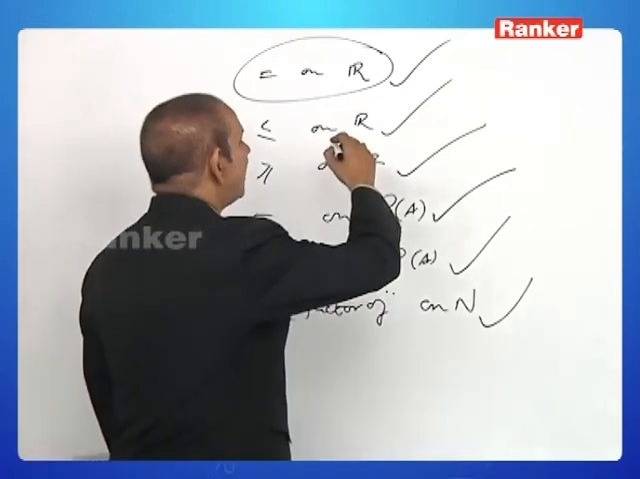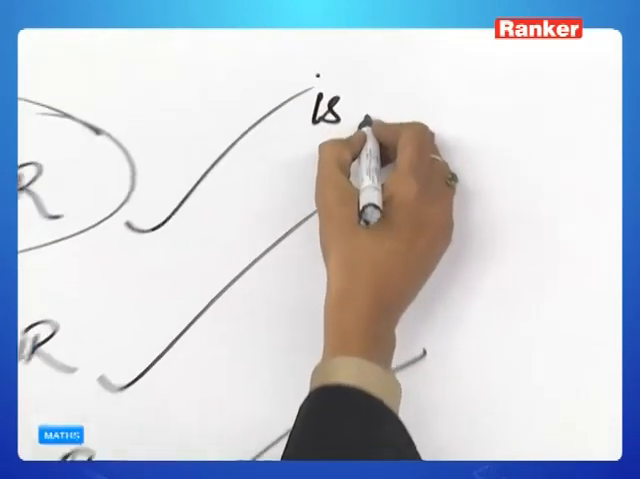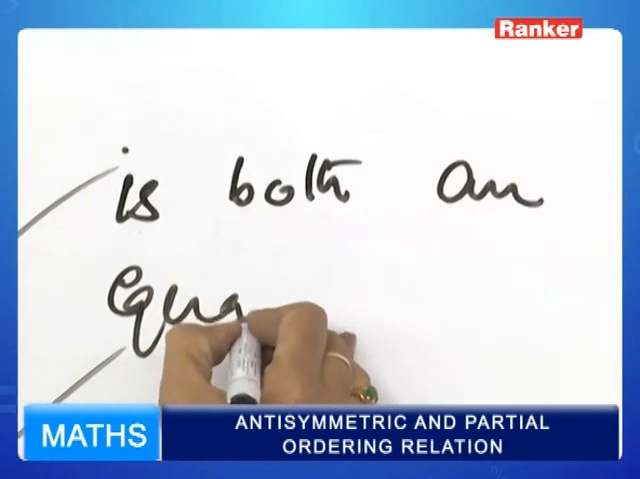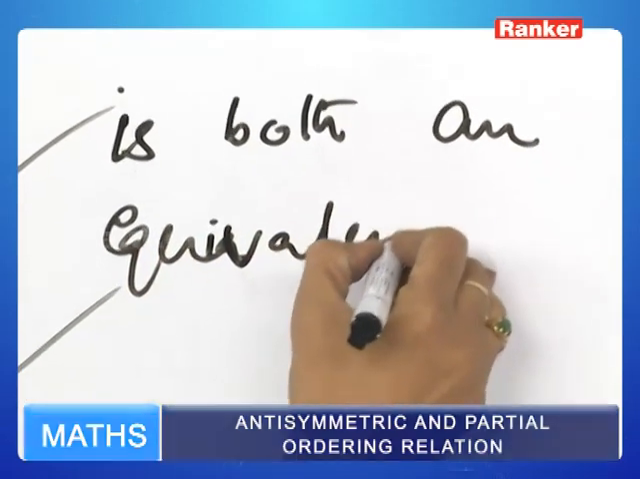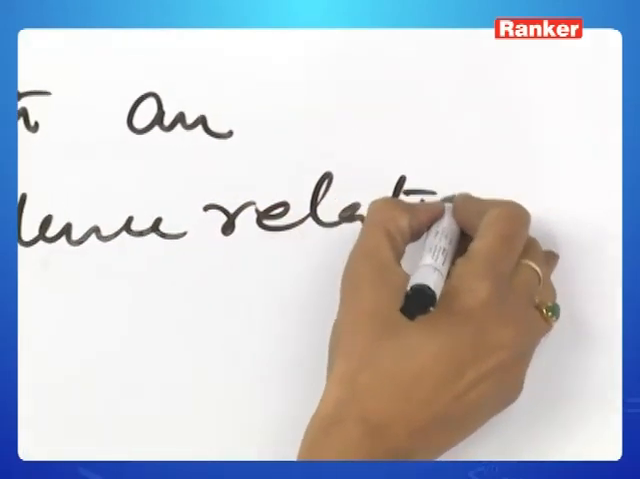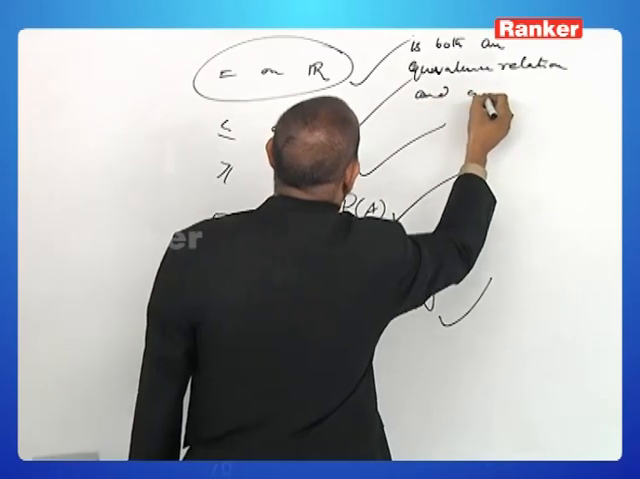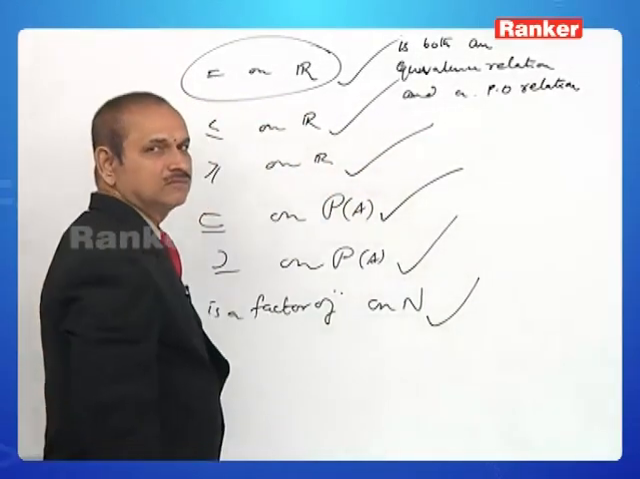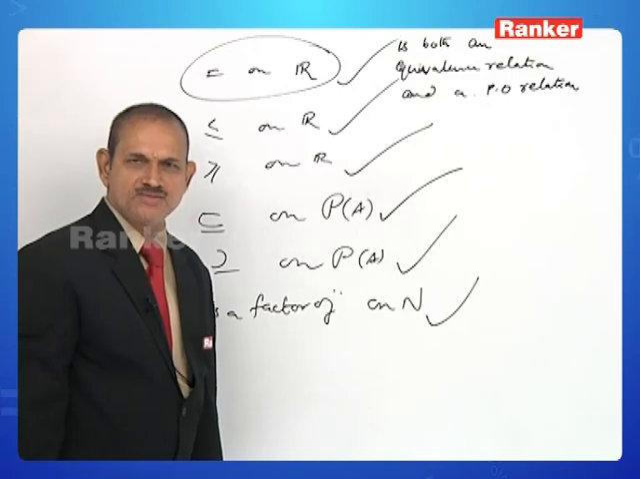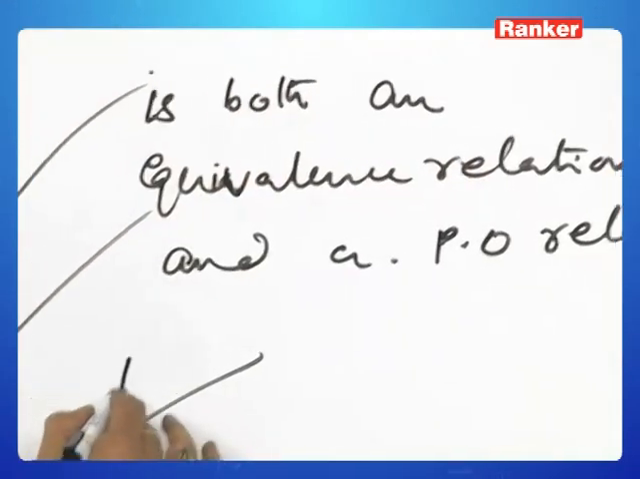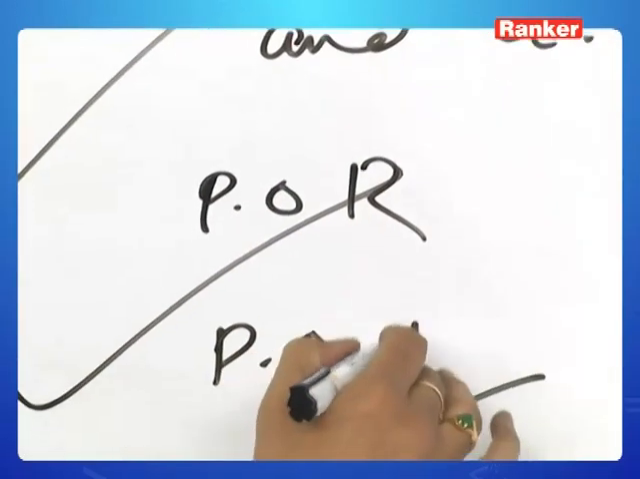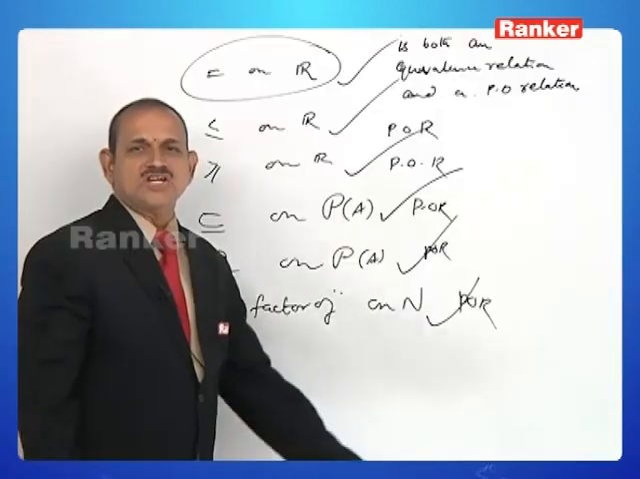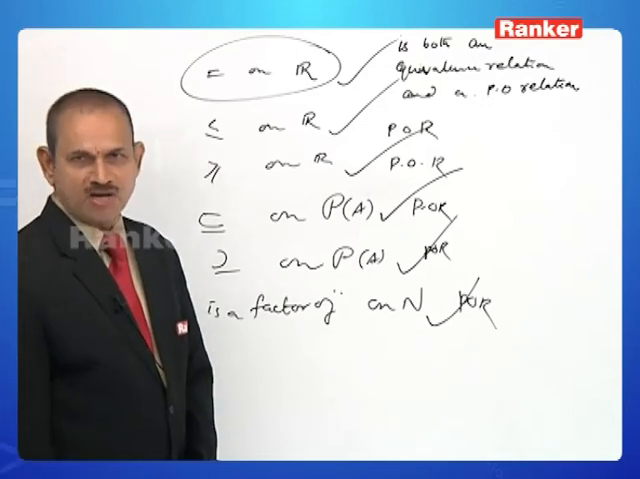Out of all these, this has the speciality. What is that speciality? It is both an equivalence relation and a partial ordering relation. That happened because it is both symmetric and antisymmetric. These others are just PO relations. That's it about partial ordering relations.